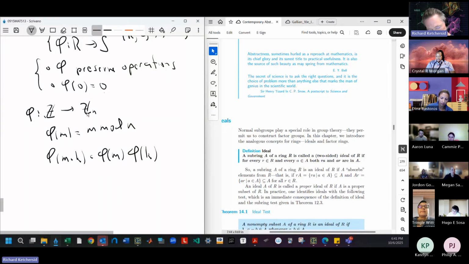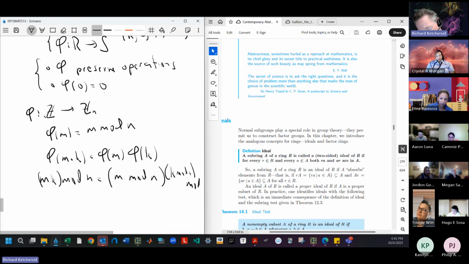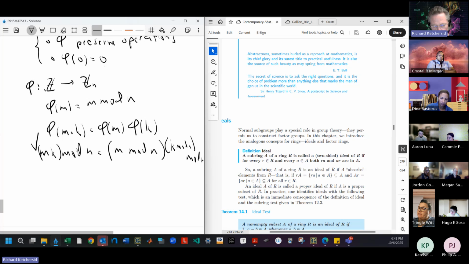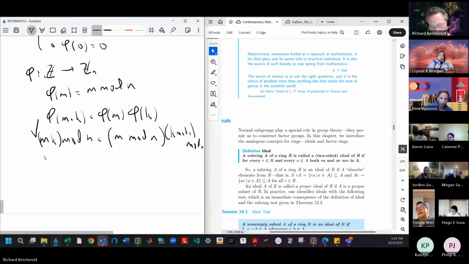And what does that actually mean when we unpack it here? It means mk mod n equals (m mod n) times (k mod n), mod n. You've got to do that extra mod n at the end, because when I take that product, it might be bigger than n again. Okay, but we know that from way back at the start of class. That's preservation of multiplication.